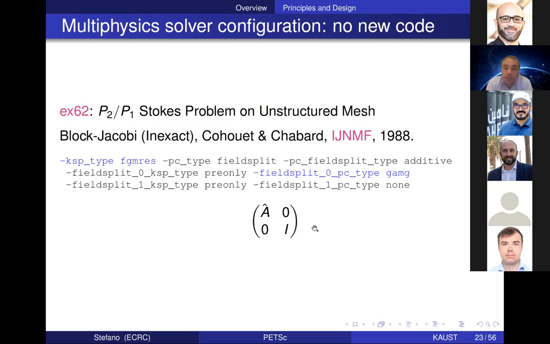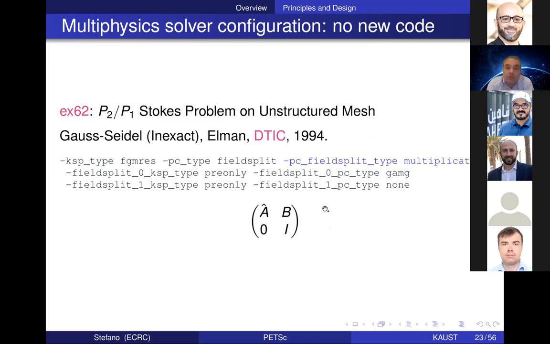So instead of using LU, I want to use AMG, and just by changing this parameter, you can now use AMG for the momentum equation. You can also change the type of splitting and say I want a multiplicative splitting, which means now the application of the preconditioner will make use of this matrix.